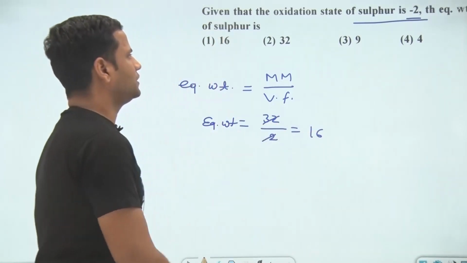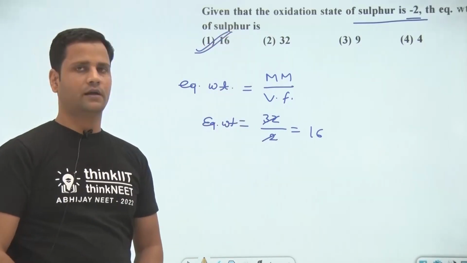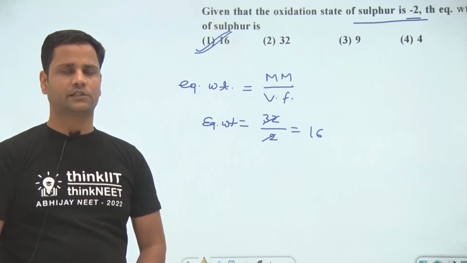So the first option will be our correct option among all the four. So the equivalent weight of sulfur will be 16. Thank you.